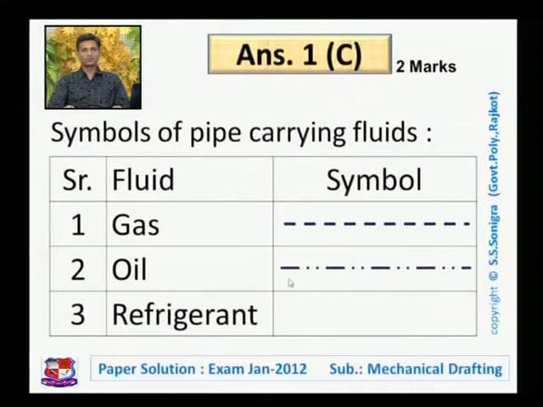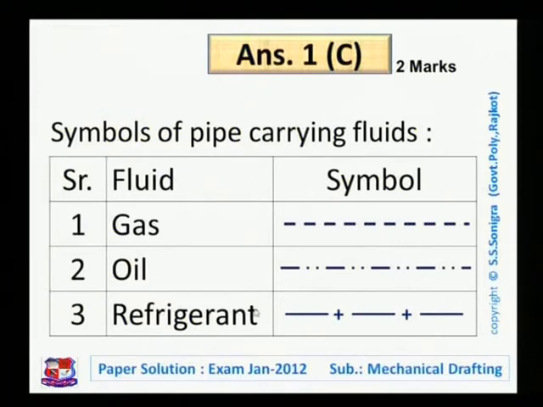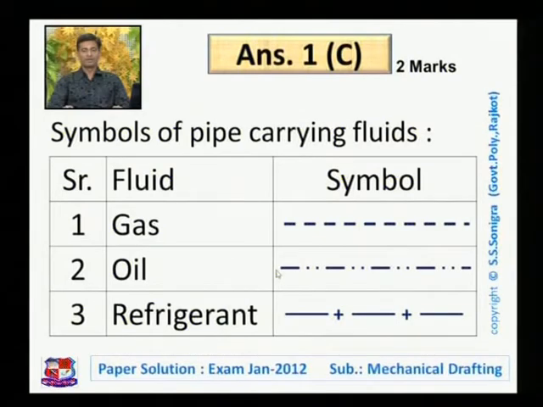If refrigerant is passing through the pipeline, then its symbol is drawn like this: long dash, small plus, long dash, small plus, and long dash. So that is the symbol of refrigerant. You need to draw any two symbols, which carries 2 marks. If you know all these 3 symbols, it's better to draw all these 3 symbols. But yes, you should be sure about your answer. If you are not sure, then you should not draw that symbol.